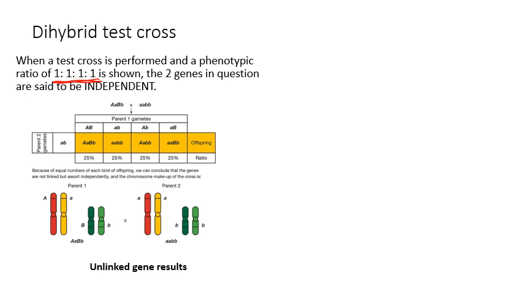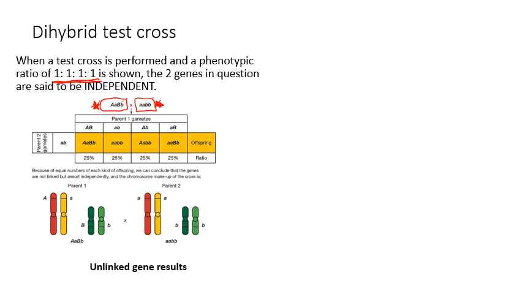So the picture that you're looking at on the screen right now is an example of another scenario, where we're looking at a heterozygous individual being crossed with a homozygous recessive individual for the two traits. It doesn't really matter what the A's and B's represent, more so that they're representing two different genes. So gene A and gene B, they have performed a dihybrid test cross, and we know that it's a dihybrid test cross because it's a homozygous recessive individual, the one on the right here, being crossed with the heterozygous for both traits, the one on the left here.